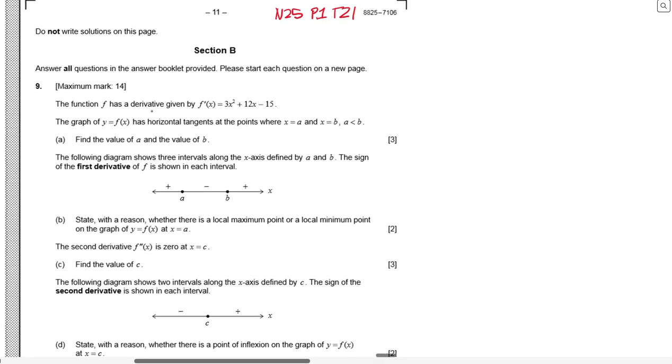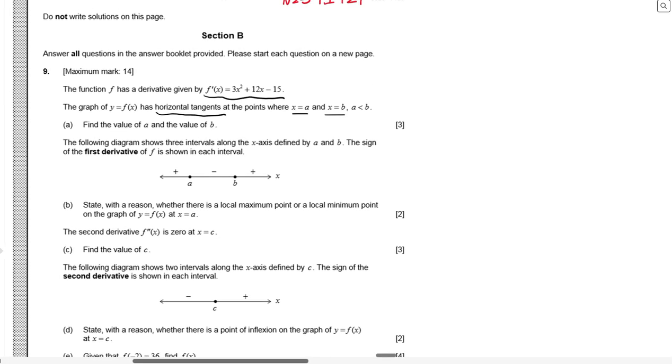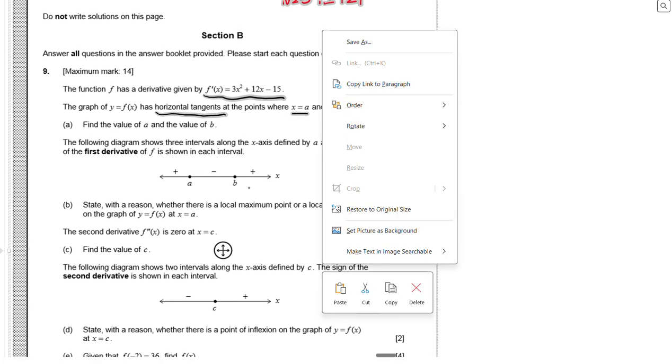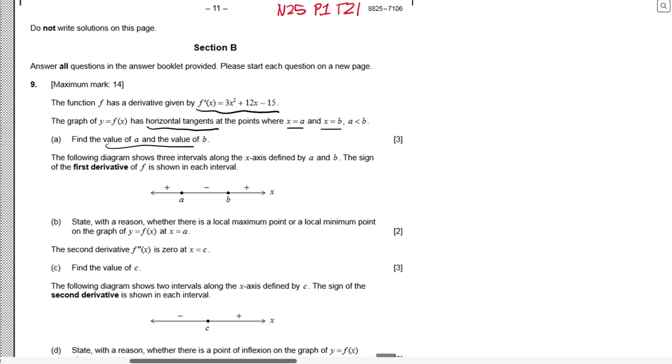The function has a derivative given by this. The graph has horizontal tangents at the points where x is equal to a and x is equal to b. That means our derivative is equal to 0. Find the value of a and b. So let's do that.